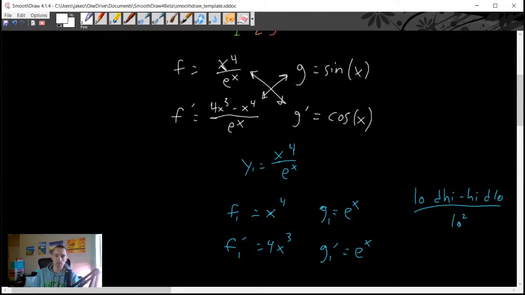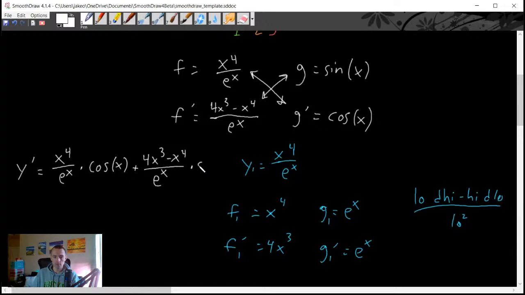So basically, we're just going to get x to the fourth over e to the x. So y prime is going to be x to the fourth over e to the x times cosine of x, plus 4x cubed minus x to the fourth all over e to the x, times sine of x.